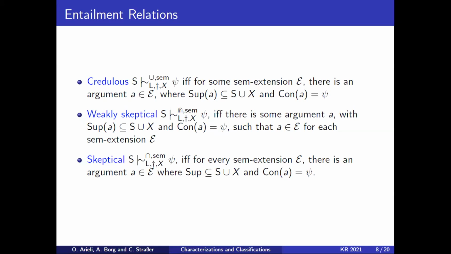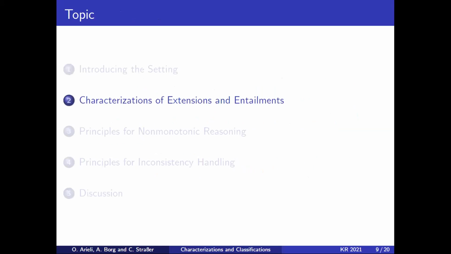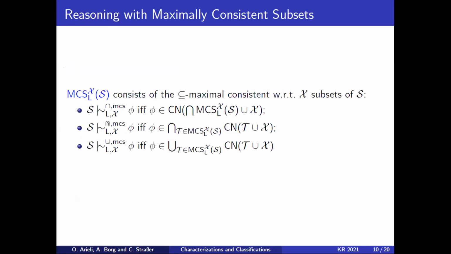Well, therefrom we can define the entailment relations, which this paper is all about. So psi is credulously entailed if there is some extension that contains one argument for psi. Psi is weakly skeptically entailed if in each extension there is at least some argument with conclusion psi, and psi is skeptically entailed if there is some argument for psi that is part of every extension. Well, this is our setting, and we consider three types of properties. First, the connection with maximally consistent subsets.